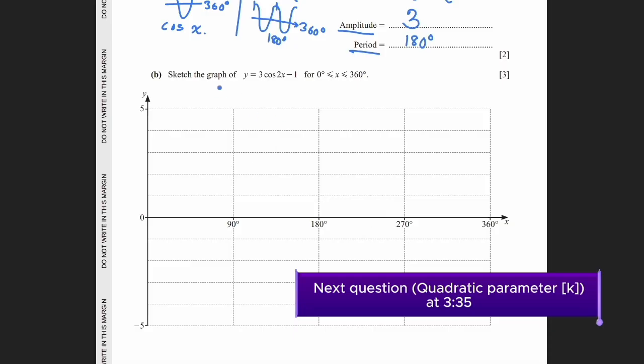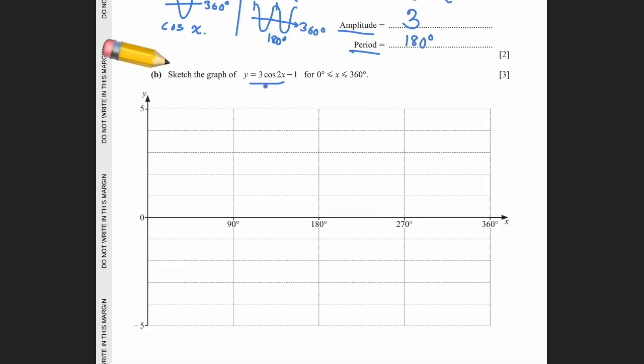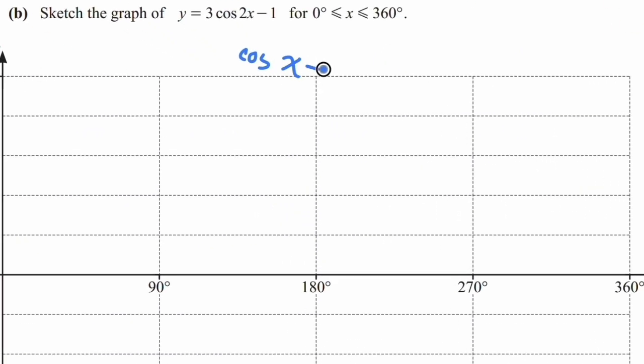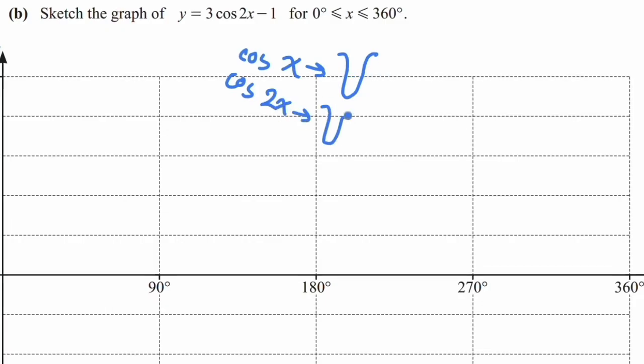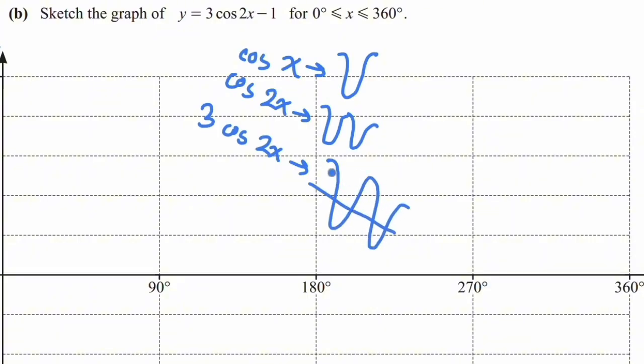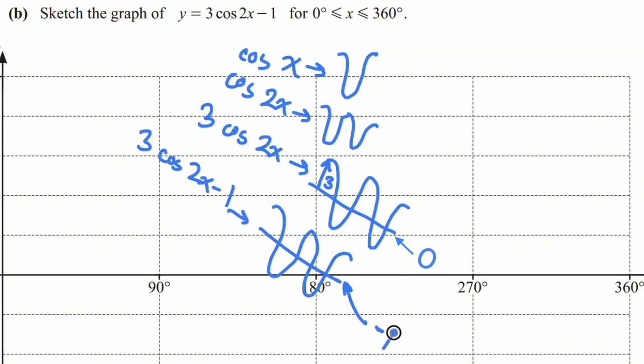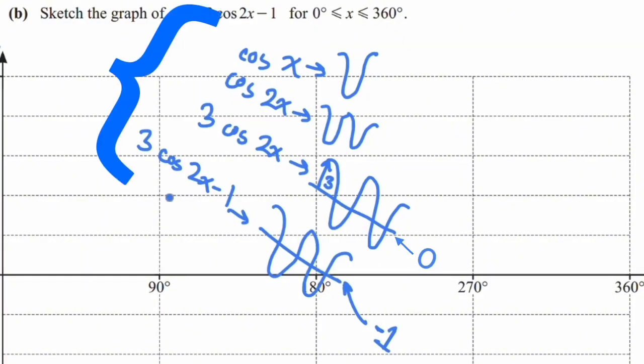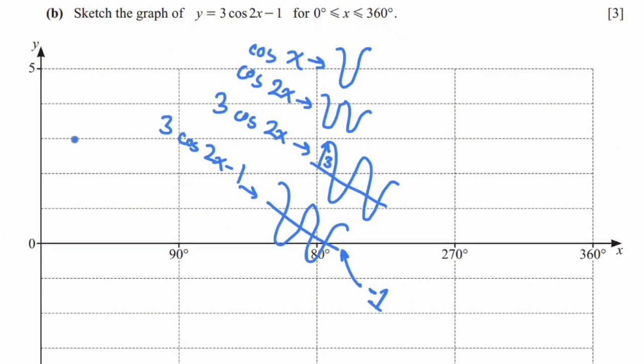Alright, next question. Okay, so we're going to have to sketch this. So at first, let's see a normal cos graph, that is just this. Then we do cos 2x, that is like this. Then we do 3 cos 2x, that is a lot larger than this, and the maximum disturbance is going to be 3. Then we do 3 cos 2x minus 1. That is just the entire thing, just this baseline is going to start at minus 1. So keeping everything in mind, we are going to do the graph.